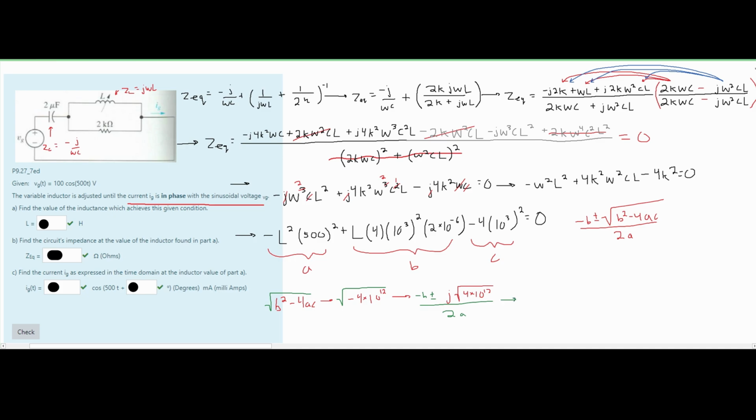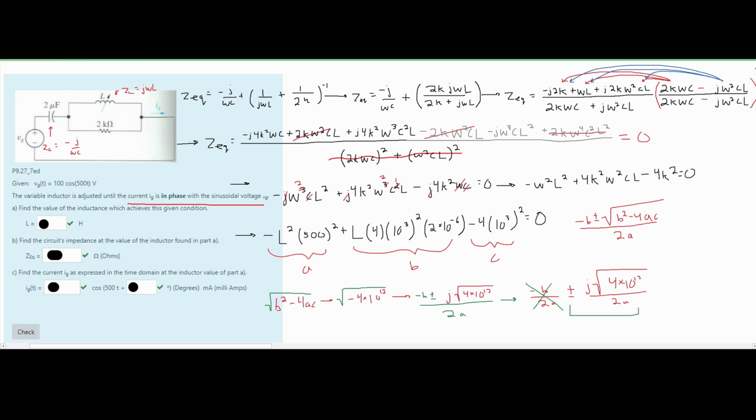Now we can further break this up into two separate equations. We know we're going to have our negative b, and this is going to be over our 2a. We are also going to have our plus minus portion, and then we will have our j with the 4 times 10 to the 12th inside of it divided by our 2a. And in looking at this, remember, we only want the imaginary portion. So if we break this up, we are no longer going to be looking at this part right here. We are only going to be looking at this second part.